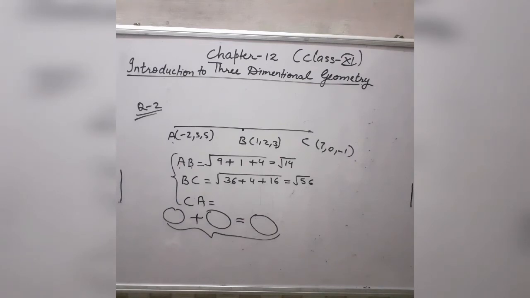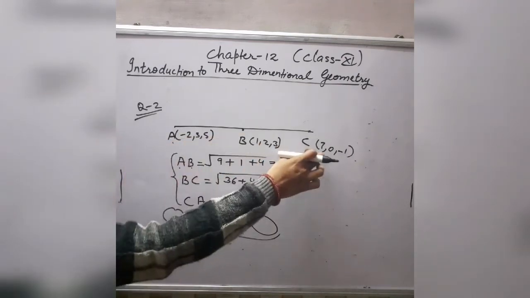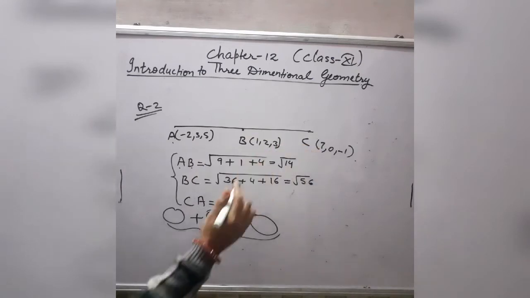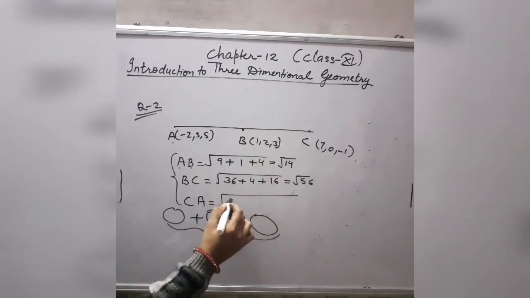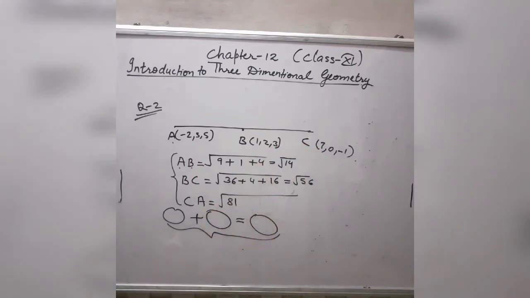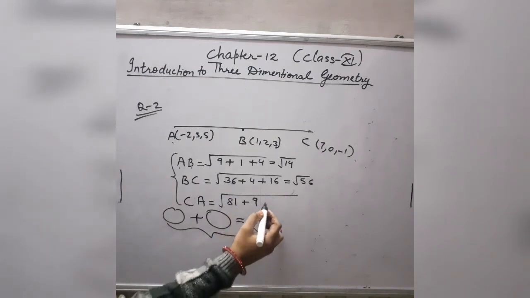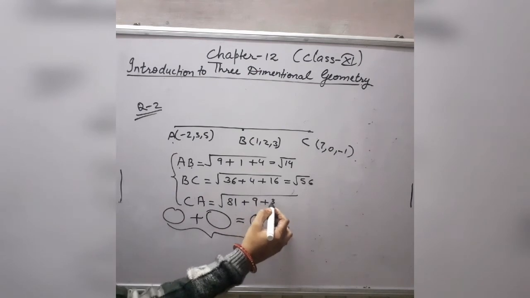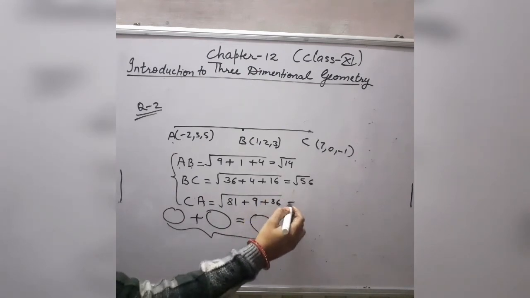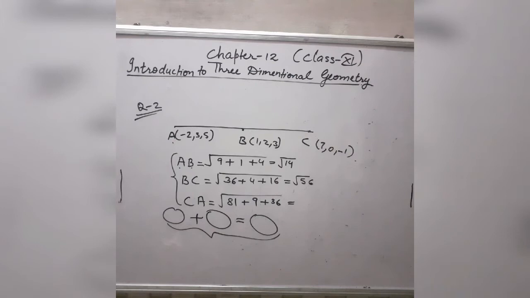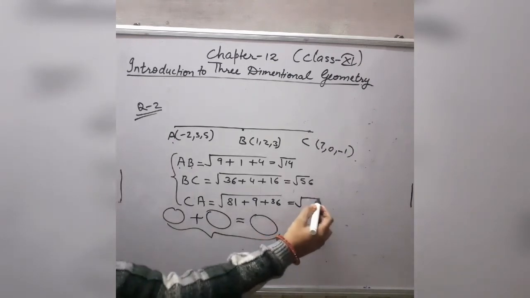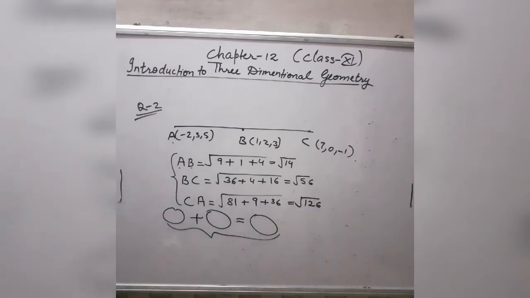Now the third part, CA distance, distance between the first and third point. So minus 2 minus 7 is minus 9, and this is equal to root of 81, plus 3 minus 0 is 3, square of 3 is 9, and 5 minus minus 1 is 6, square of 6 is 36. So this distance is equal to 81 plus 9 is 90, 90 plus 36 is 126. So this is root 126.